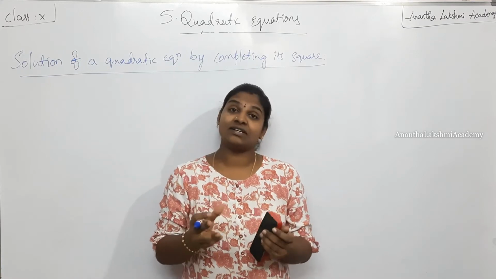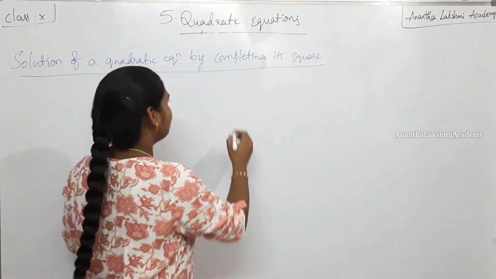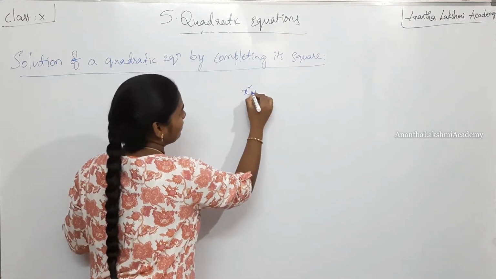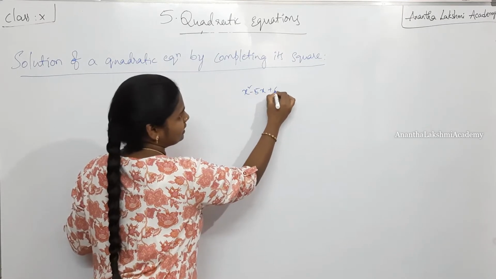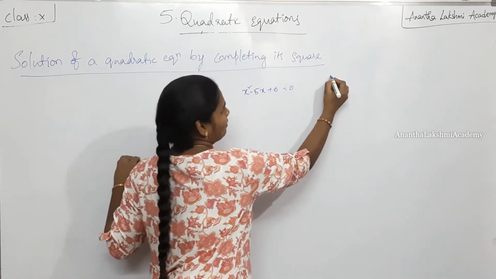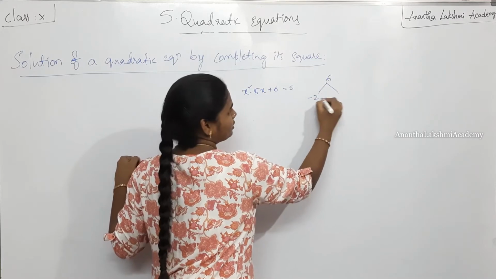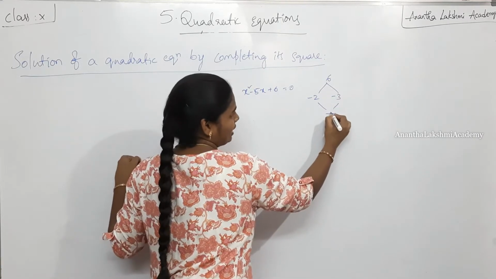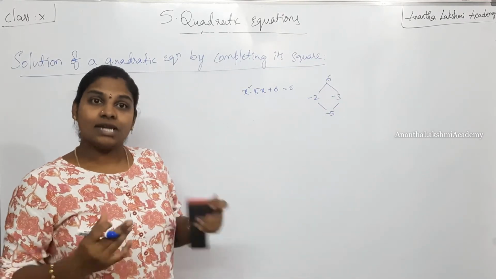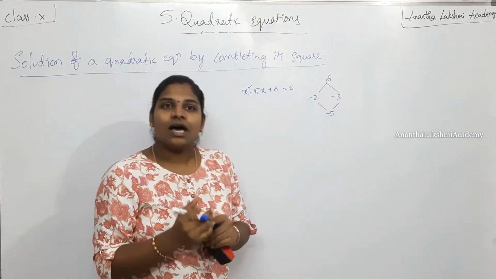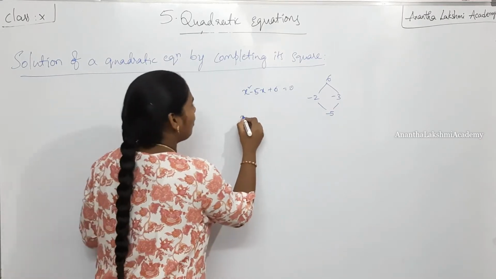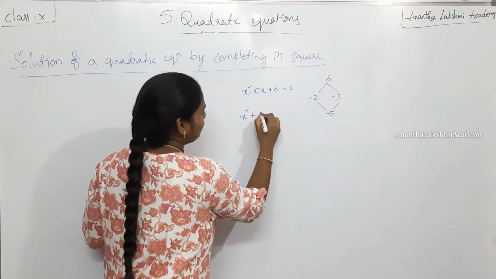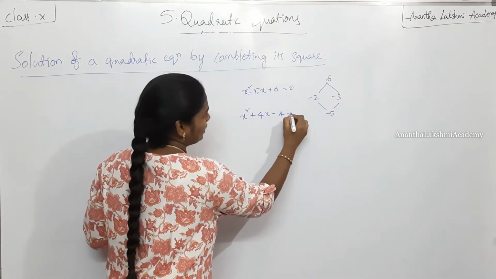So far, whatever equations we have discussed, we were able to solve them using factorization, like where we were discussing x square minus 5x plus 6 is equal to 0, wherein the product should be 6, which can be written as minus 2 and minus 3, and the sum will be minus 5. Now, let us discuss an equation of the form x square plus 4x minus 4 is equal to 0.